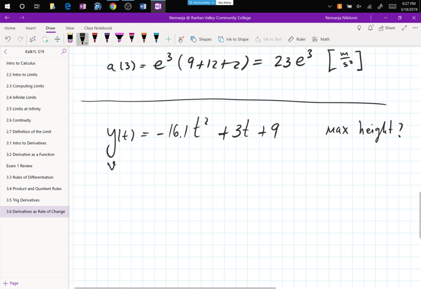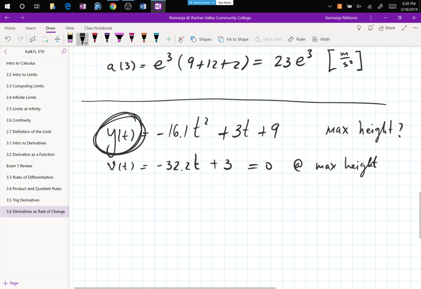So what's the velocity function? Plus 3. Good. So now, to find the max height, what do we do? You said velocity? Yes. So it's equal to 0 at max. From this equation, you will figure out the time at which the object is at the max height, and then you will plug that time in the original equation to figure out the height, because this is your height. Y of t is the height.